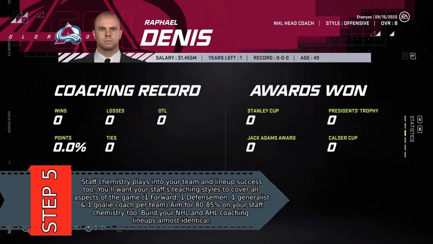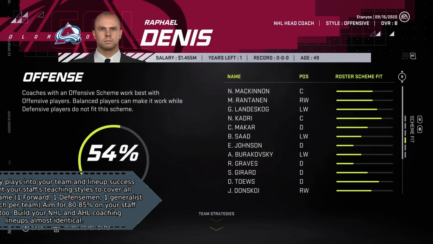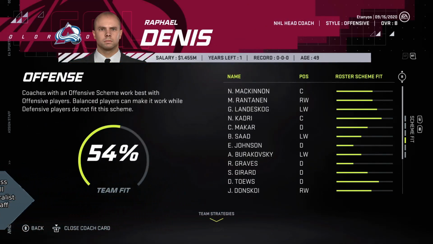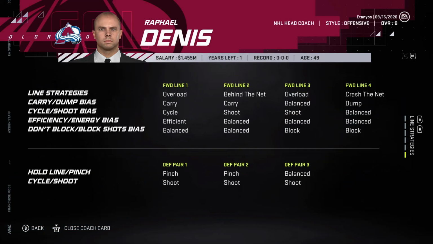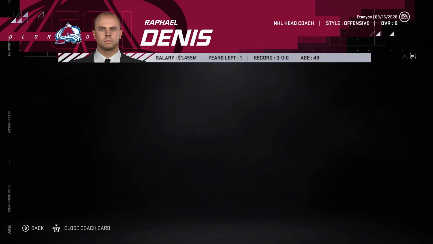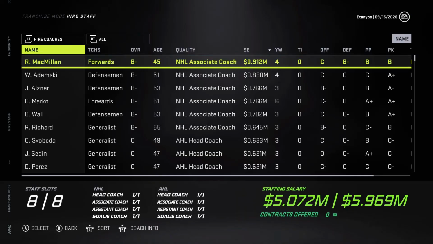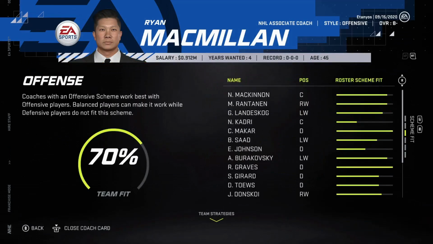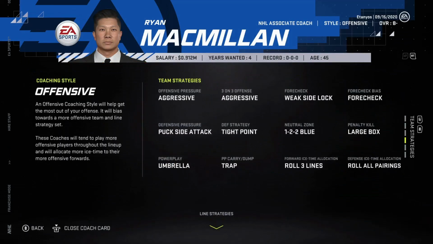But honestly, we might go through a full overhaul of this coaching staff if there are other coaches available. As you can see, this current coach, Raphael Denis, however you say his name, isn't really the greatest fit. He's only a 54% on this lineup, and I know we can do better than that. So again, you can really choose based on your own lineup what kind of coaches and players you want to set up for your team.